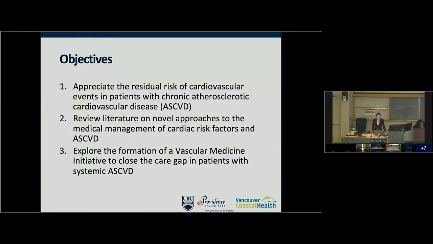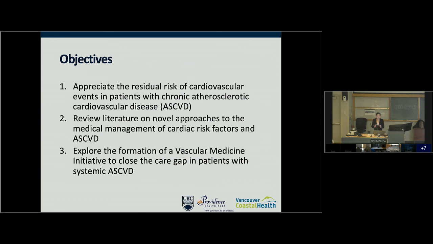So today we're going to be talking about a patient similar to this and other patients who have an increased or ongoing residual risk of subsequent or an initial cardiac event or another cardiovascular event.